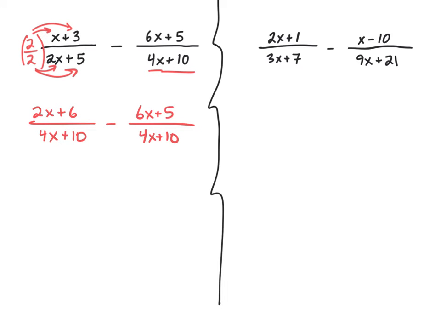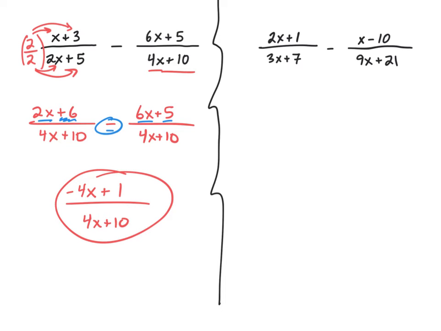And now I will go ahead and subtract. I got common denominators, sweet. Go ahead and jot those down. I have 2x's minus 6x's, which is negative 4x's. And then I have 6 minus 5, which is positive 1.